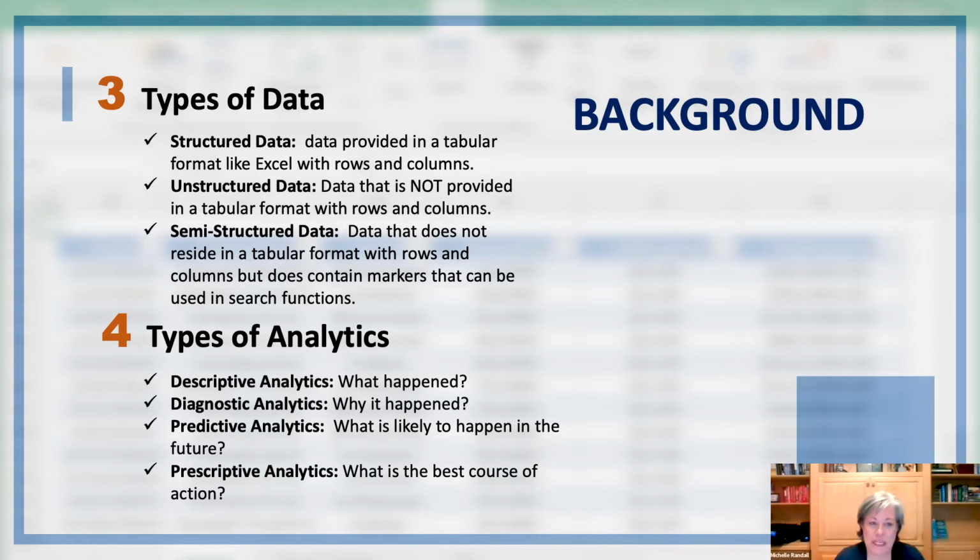Now that we know the three types of data, let's move on to the four types of analytics we can do on that data. The most common form is descriptive analytics. Descriptive analytics would describe what happened. Then there's diagnostic analytics, which answers the question, why it happened. The next type is predictive analytics, and as the name suggests, it predicts what is likely to happen in the future. And then the highest form of analytics is prescriptive analytics. Prescriptive analytics answers the question, what is the best course of action?